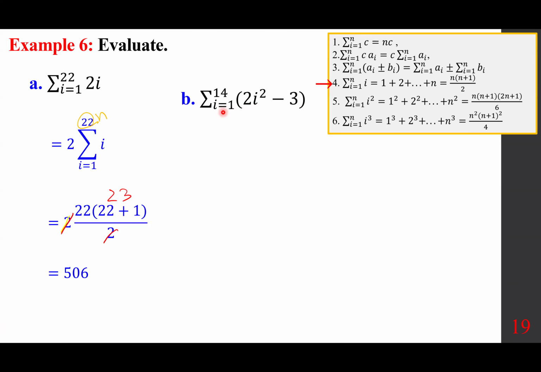Summation of 2i squared minus 3 as i goes from 1 to 14. We are going to use the properties to separate this from this and take the 2 out. So we can make this one 2 times the summation of i squared as i goes from 1 to 14. And this one, you can keep the 3 in or out, it makes no difference. Now, when you look at this part, you can use the formula for i squared.